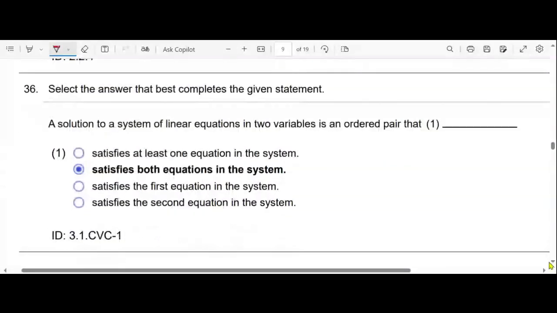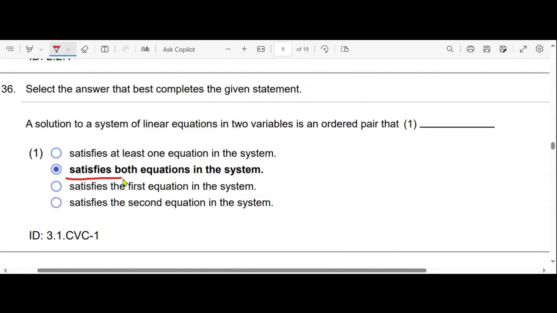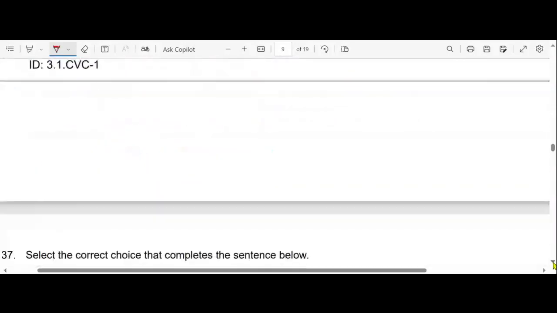Select the best answer. A solution to a system of linear equations in 2 variables is an ordered pair that what? Muhammad, read. Satisfies both equations in the system. Good. Next one.